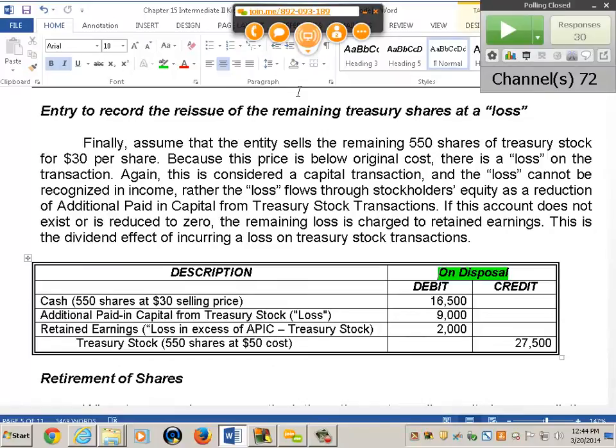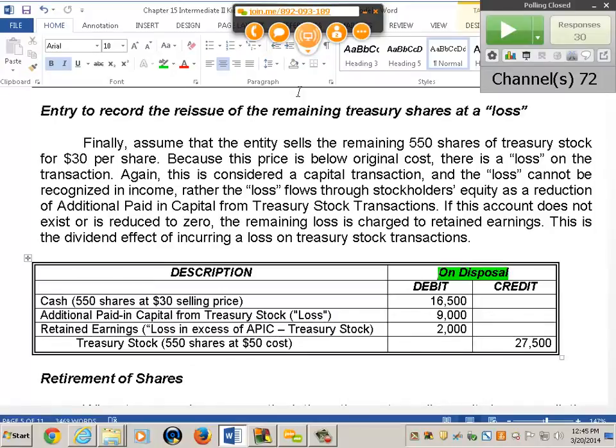Now, in the event that there was no paid-in capital from previous treasury stock transactions, what would you do? What if this account was zero? You debit retained earnings for what? $11,000. Now, I know everybody's getting itchy for the exam, so on the exam, if you get this question and you debit paid-in capital from treasury stock, you've got to have a good reason for it. It's got to be there. I've got to tell you there's a balance, or the balance has to be created from a prior transaction.